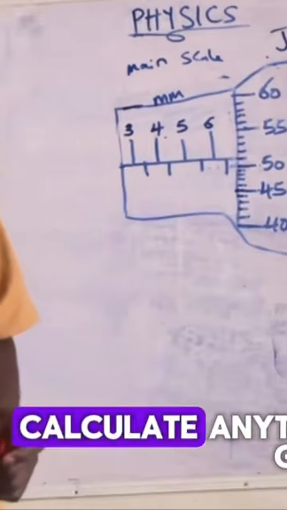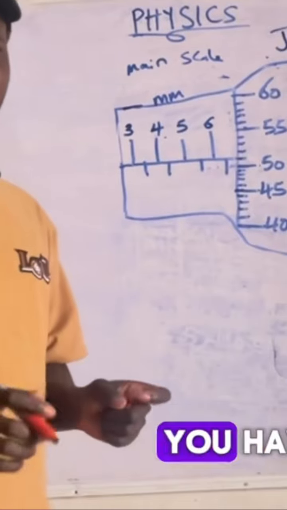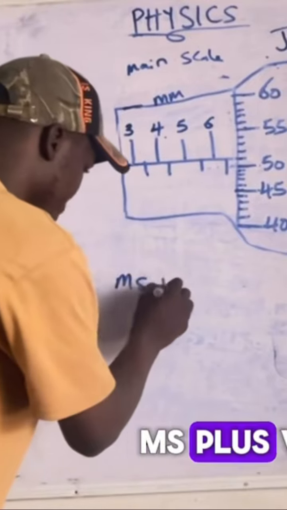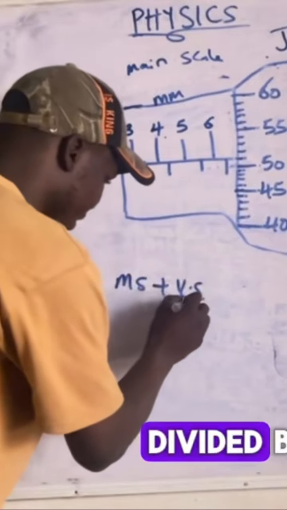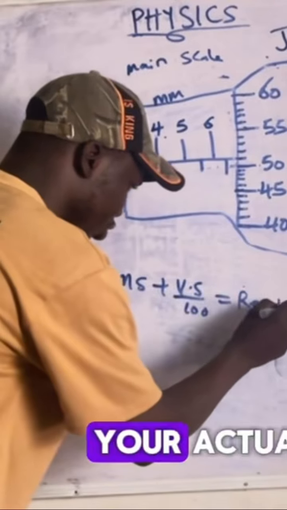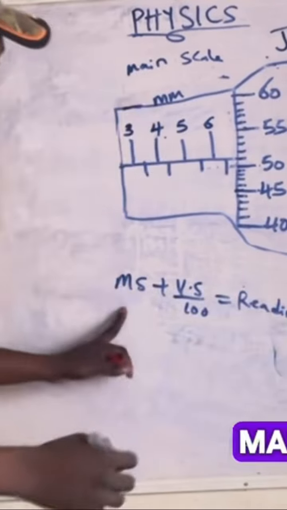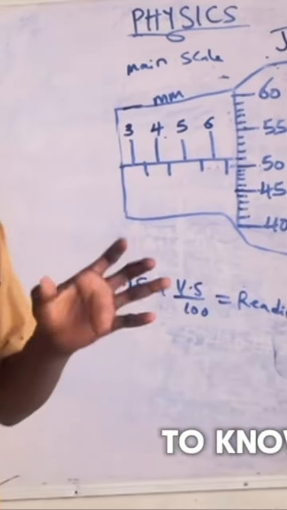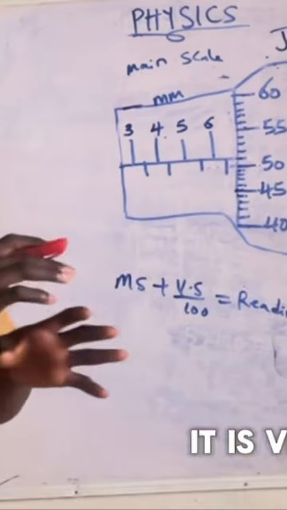Now, if you want to calculate anything on a microscope gauge, you have to know this formula, which is main scale (MS) plus Fresnel scale divided by 100 equals the reading. The actual reading here is going to be main scale plus Fresnel scale divided by 100. If you want to know your main scale and Fresnel scale, it is very simple and direct.